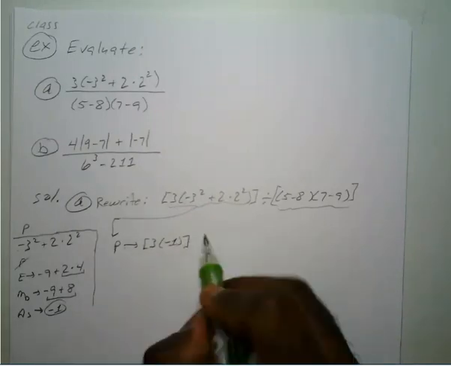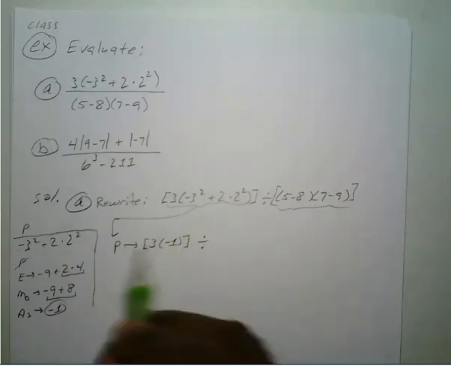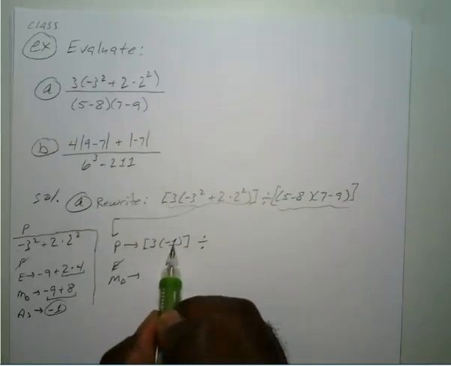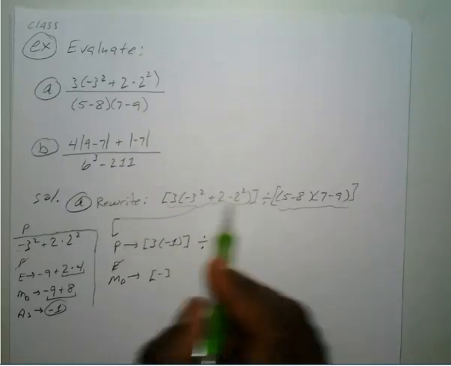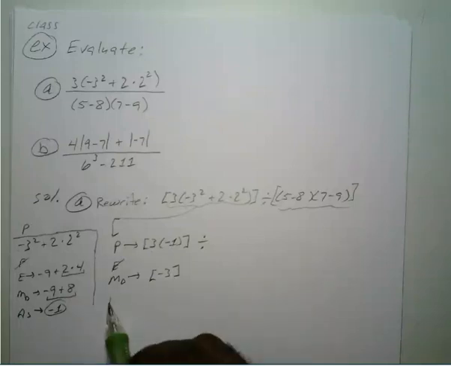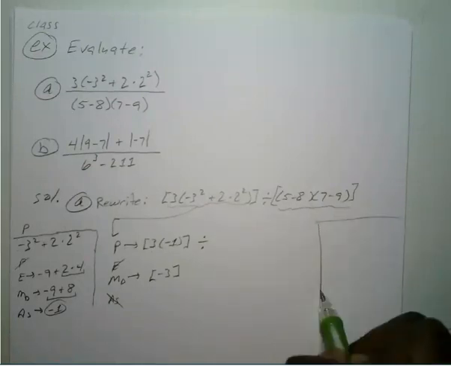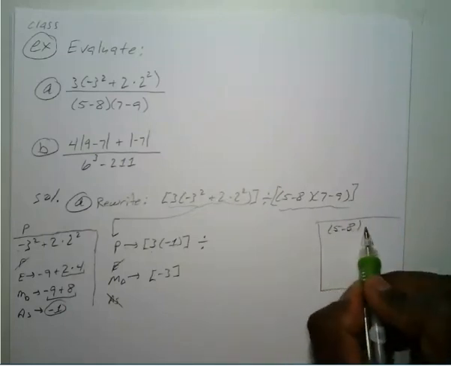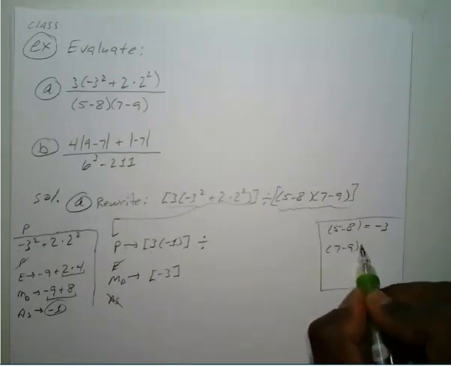3 times negative 1 divided by, oh, actually we can finish up in here. Might as well get it all done. Have your exponents, your multiplication and division, because 3 times negative 1 is just negative 3. So everything here just becomes negative 3. And there's no adding and subtracting, so we can skip that. Now we do this side, which is pretty easy. It's 5 minus 8. We know that 5 minus 8 equals negative 3. And 7 minus 9 is negative 2.